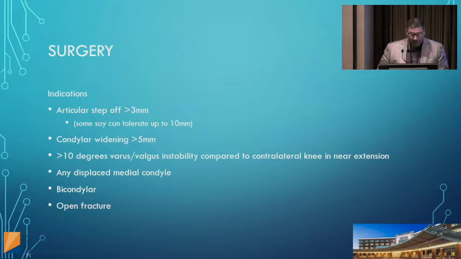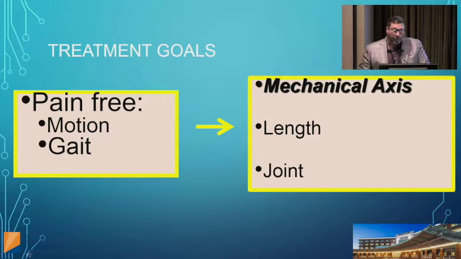So our treatment goals are to have the patient be pain-free, restore range of motion, have a normal gait, and get back to normal activities. We need to restore the patient's limb length, mechanical axis, and joint congruity. And of course, we want to avoid infection.